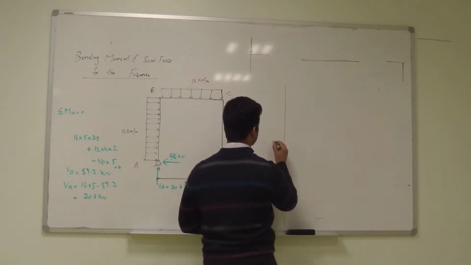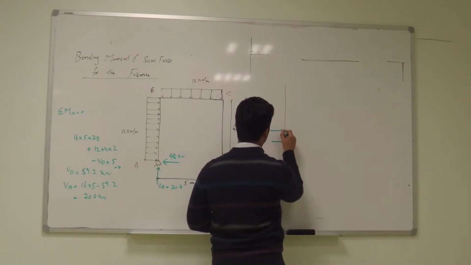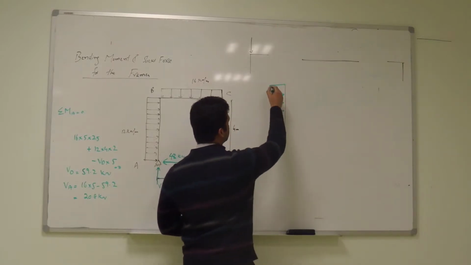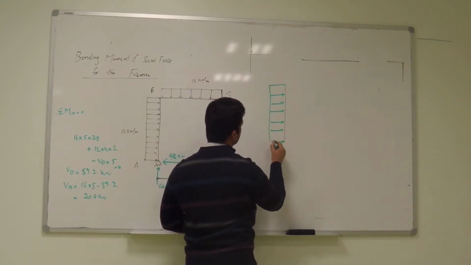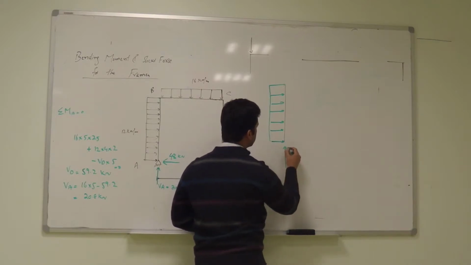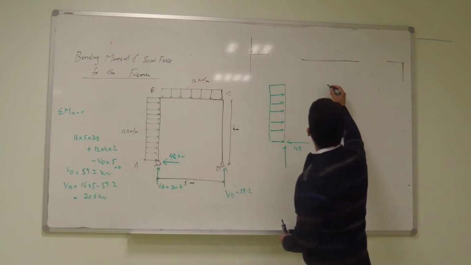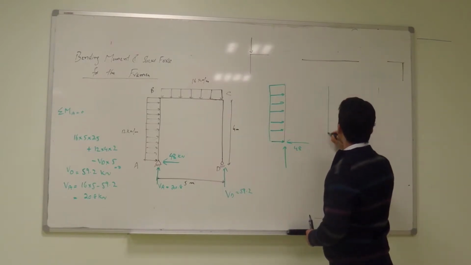Hold on, because it's vertical and you convert. Please see, I'm going to draw it. That was just for example. This is the load, this is the reaction, and this is 48. Now for this member, I want to draw the shear force diagram.